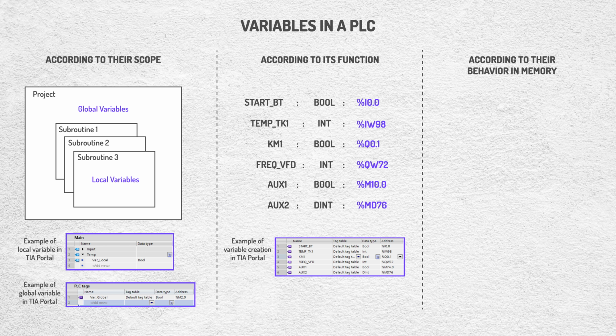According to their behavior in memory, there are normal or non-retentive variables that lose their value when the PLC is turned off or restarted, and retentive variables that keep their value even after a restart. The latter are very important in applications that require preserving information such as counters, states, or alarms.